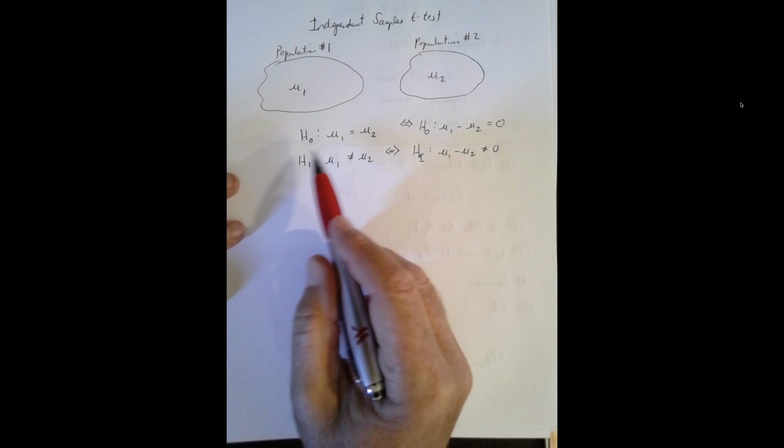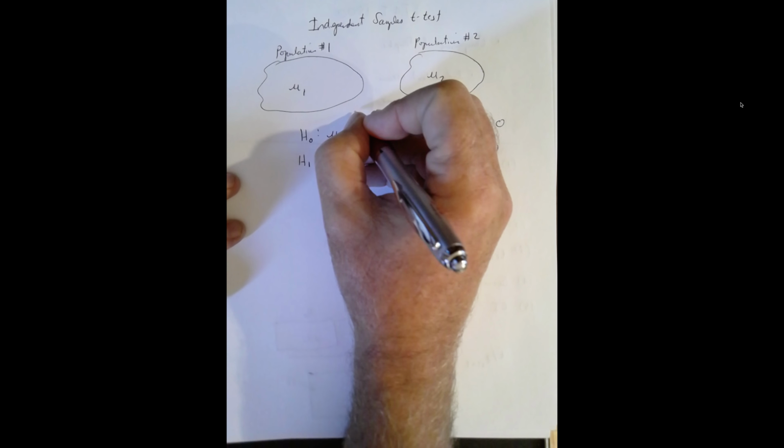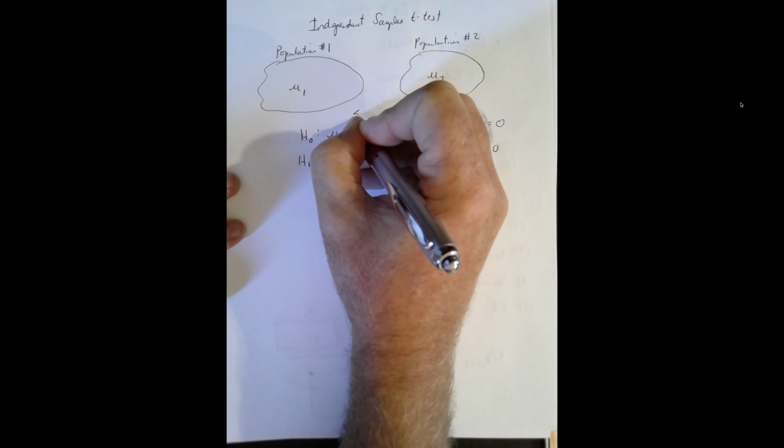Now the same thing, if we want to do a directional test, we could come in and do less than or equal to and greater than. But we'll get examples of that, I think, in a couple of videos. But right now, we're just going to look at a two-tailed test.